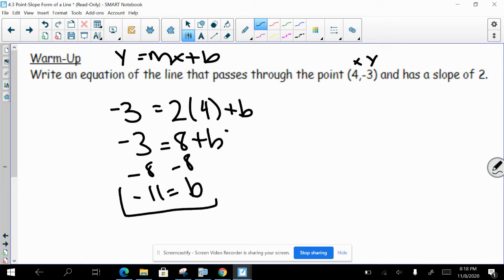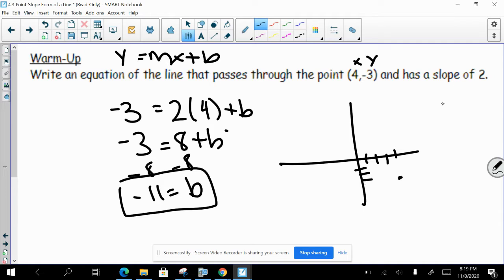Okay, I wonder if we even did a problem like this before. What if you solved it graphically? So plotted the point 4, -3. Yeah, maybe we didn't do this one. And then the slope of 2. No, maybe we did. I don't remember.